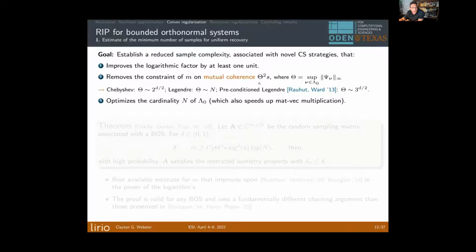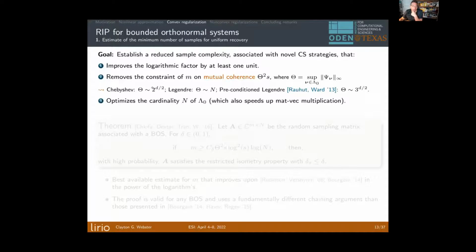In addition, it bothered us that in general, all of the results depend quite heavily on this mutual coherence term. And in this case, theta here is the sup of the basis functions. So in one dimension, this is not a big deal, but in multiple dimensions, if I was to apply, say, a Chebyshev polynomial, this grows exponentially in D. Even if I precondition, say, a Legendre system, it's still exponential in D. And the Legendre system in general grows like the cardinality of that index set.